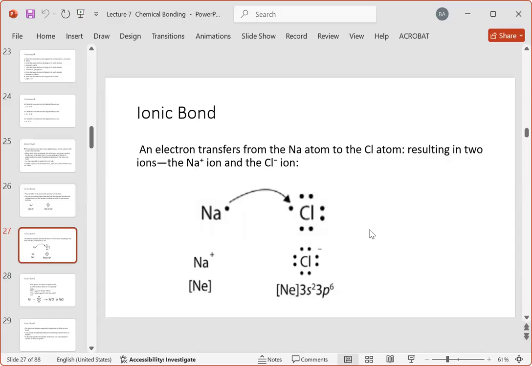The chlorine will now become an ion. All right, you have a chlorine ion, and then you have a sodium ion. So now both of them have satisfied their octet rule. This is sodium and this is chlorine. Both are ions. And once they become ions, sodium becomes a positive ion and chlorine becomes a negative ion. All right. Positive and negative.